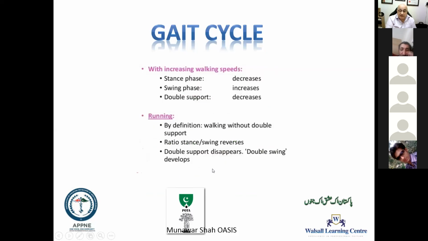So that's why I said the definition will tell me that gait is 60% on the ground and 40% off. You have to modify it by saying in walking, because in running it is totally the opposite.